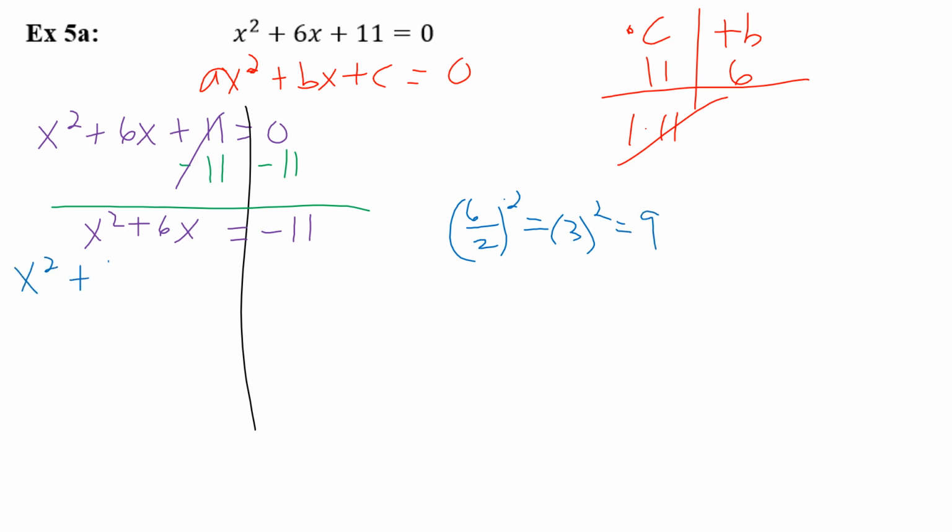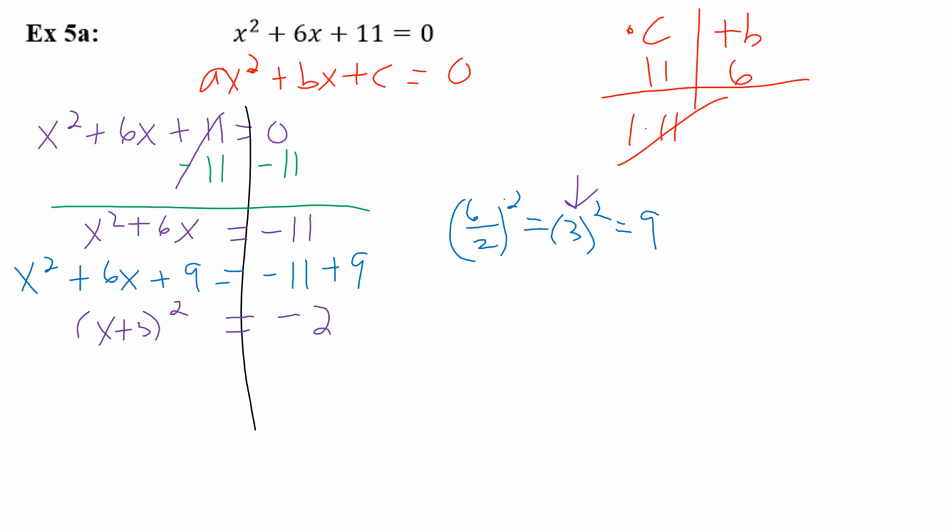We have x squared plus 6x plus 9 is equal to negative 11 plus 9. On my left, remember this will become some quantity raised to the second. x will be the first one, and then this value here, when we took b and divided it by 2, will be what goes here. And that will be equal to negative 11 plus 9, which is going to give us negative 2.